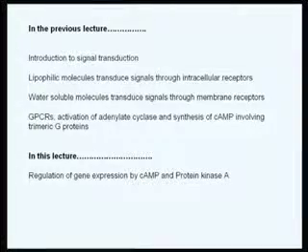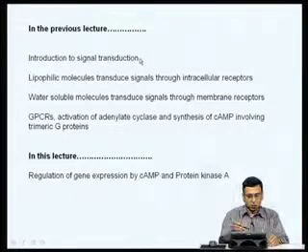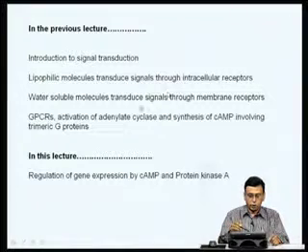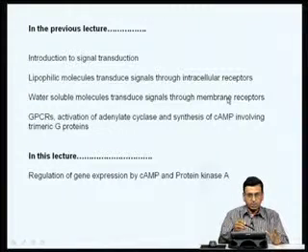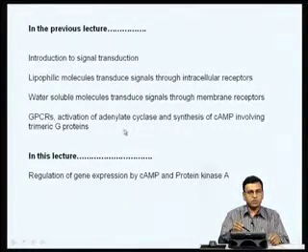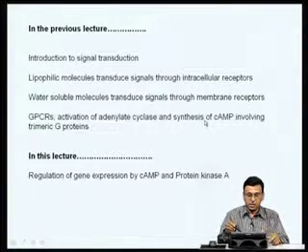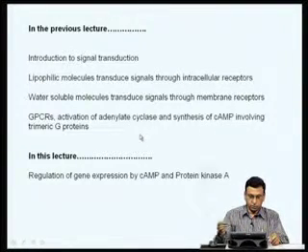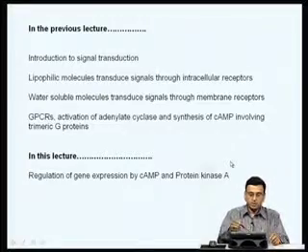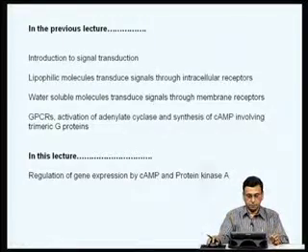So, this is a summary of what we discussed so far in the previous lecture. We discussed an introduction to signal transduction. We discussed how lipophilic molecules transduce signals through intracellular receptors. Then we also discussed briefly how water soluble molecules transduce signals by binding to membrane receptors. Then we discussed one class of membrane receptors, namely the G protein coupled receptors, and how, when they are activated by specific ligands, it results in the activation of adenylate cyclase, leading to the synthesis of cyclic AMP involving the trimeric G proteins. So, let us now discuss and see how cyclic AMP activates gene expression.